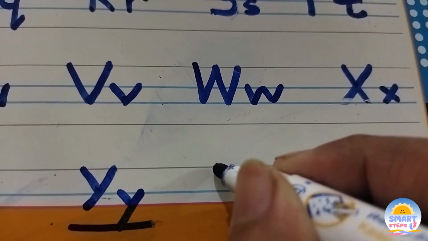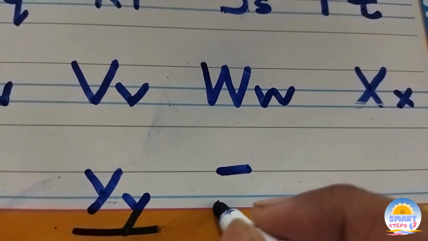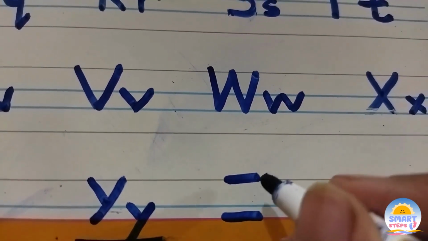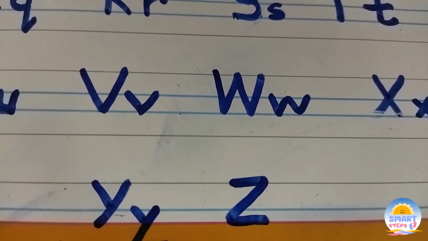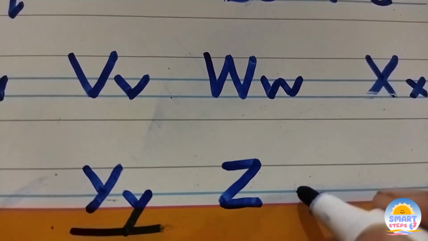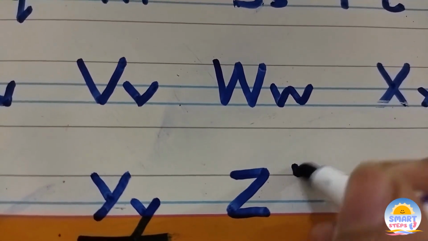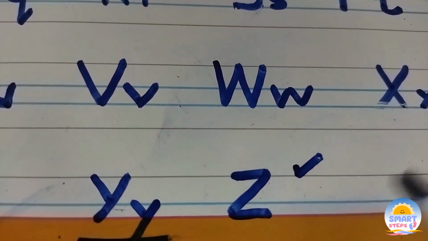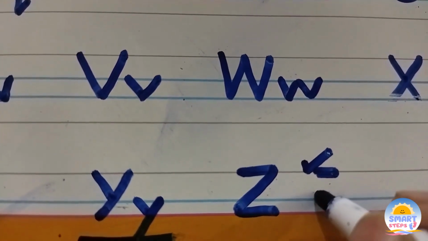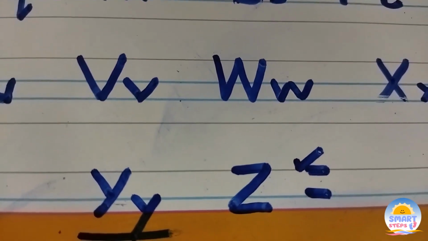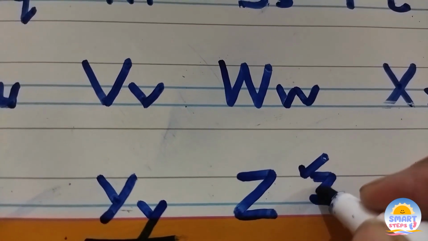Now uppercase Z, a sleepy line on the top, a sleepy line on the bottom and a slanty line from top to bottom. Same for lowercase z. Here the line is very little, so I am telling you here. A sleepy line on the middle, another sleepy line on the bottom and a slanty line to match it.